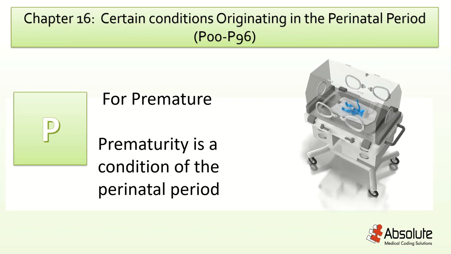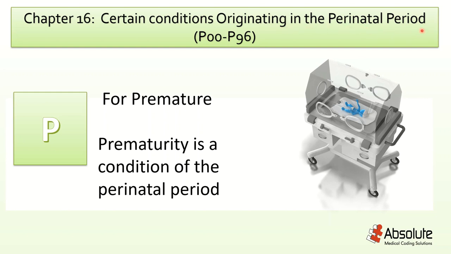Chapter 16. These category codes begin with the letter P. You will find certain conditions originating in the perinatal period. Code series P00 through P96. When we think of the perinatal period, we think of prematurity, right? We think of premature babies, and prematurity is a condition of the perinatal period. So P is for certain conditions originating in the perinatal period.